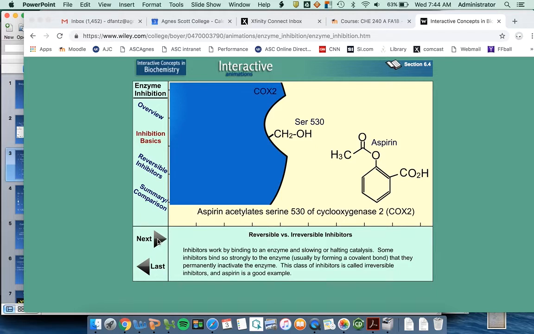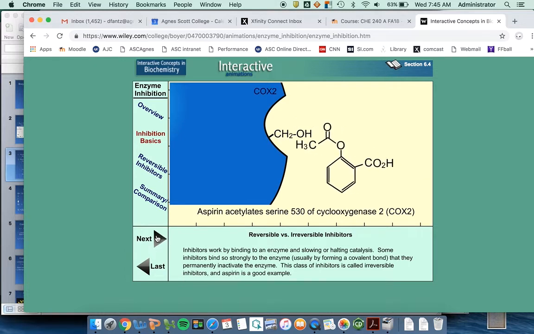So let's look at that happening. The alcohol group on the serine is going to attack the carbonyl group of aspirin and form a covalent bond. Boom, there it is. The rest of the aspirin molecule dissociates, but it has irreversibly modified the active site of the enzyme, and that's why we call it irreversible inhibition.